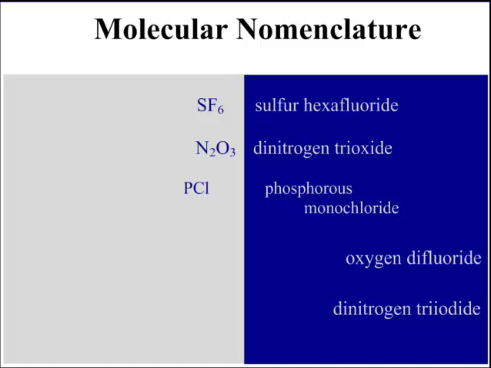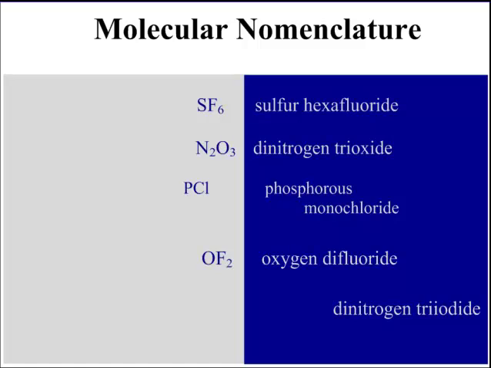For the two names down below, you're doing the same thing, just in reverse. Since this first one doesn't have a prefix on the word oxygen, that means there's only one of them. And then it says difluoride, so that means we have 2 fluorines. So that formula is OF2.